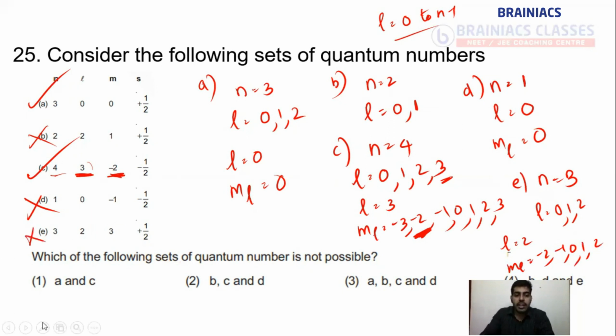So B, D and E are wrong. Option 4 is the right answer.